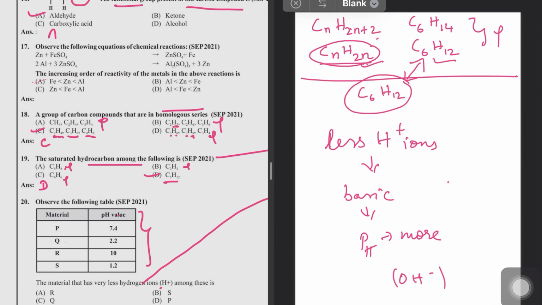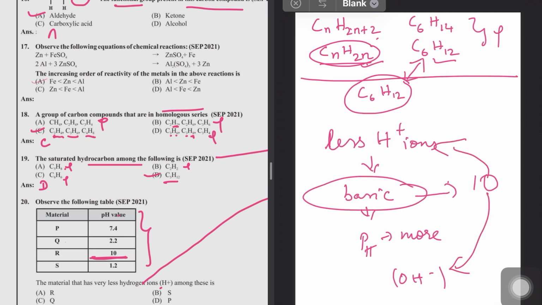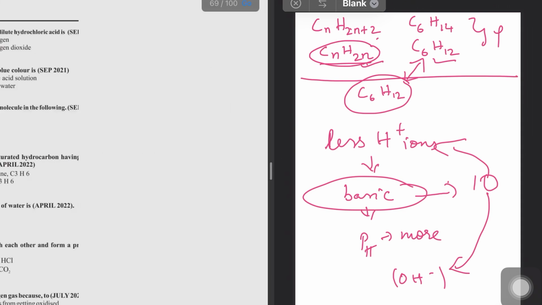So one such material which is more basic in its nature among the given materials, R is the material which is having the greatest pH value, that is 10. Since the pH value is 10, it will have more OH minus ions and very less H plus ions. Hence, the correct answer for 20th question is option A. Coming to the next question.